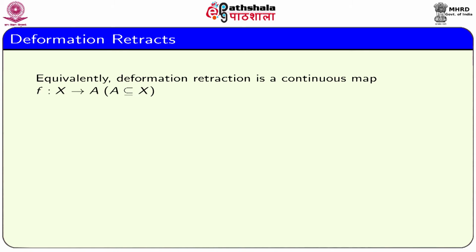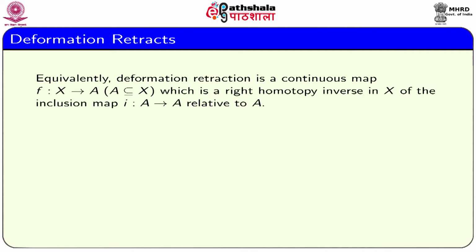Equivalently, a deformation retraction is a continuous map F from X to A, which is a right homotopy inverse in X of the inclusion map i from A to X, relative to the subspace A. That means if we consider the composition i composed F and the identity function, then i composed F and the identity function are homotopic relative to the set A.